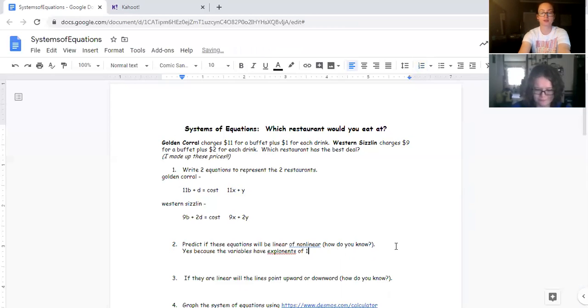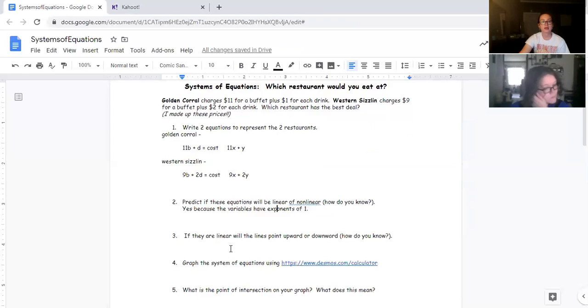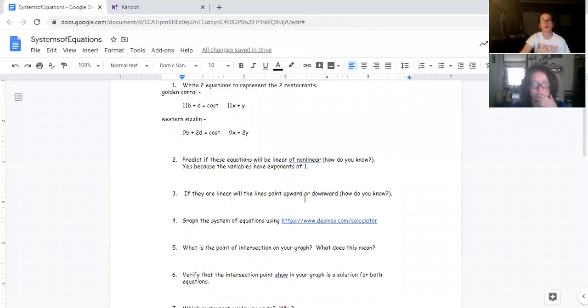1x. Of 1, yes. The exponents are 1. All right. Now, if they are linear, will the lines point upward or downward? So do you think they'll have that positive slope, or do you think they'll have that negative slope? Positive slope. You know, we both be positive. Why do you think that? Because they both have plus, no negative numbers. They're not taken away from anything, and they're not ending up as like negatives.